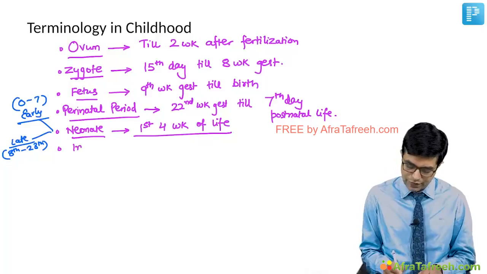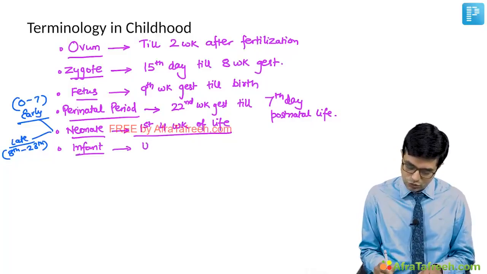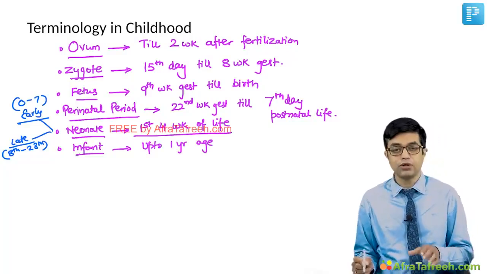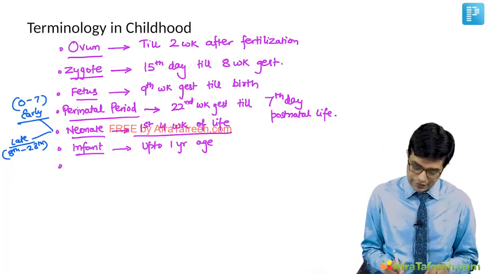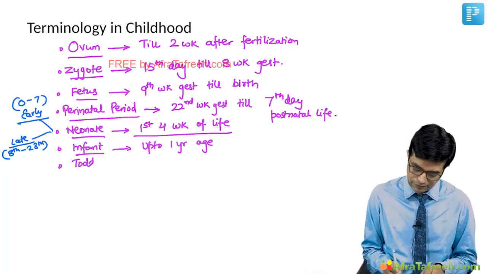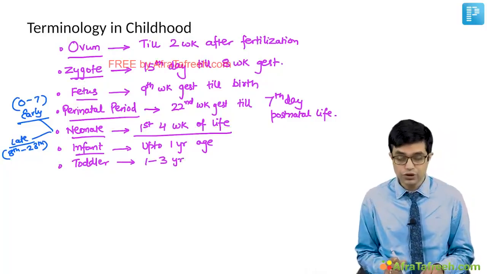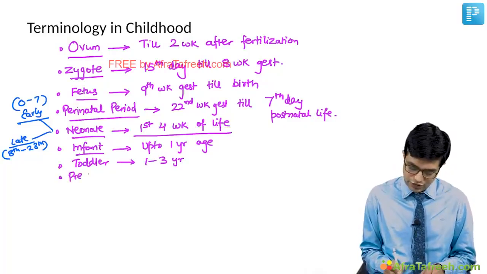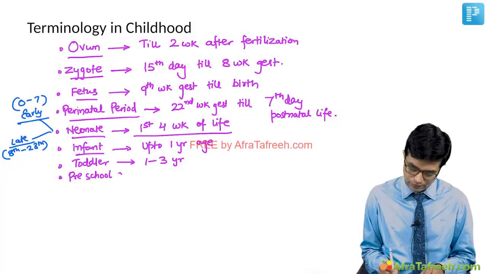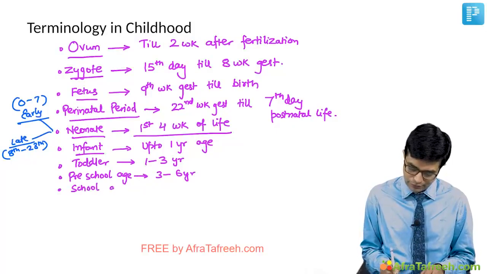Then you have infant or infancy. It is up to 1 year of age. So all neonates are infants, but all infants are not neonates. Then you have a toddler. The age group given is 1 to 3 years of age. We have a preschool age child, which is from 3 to 6 years. And then we have a school age child, which is from 6 to 12 years.